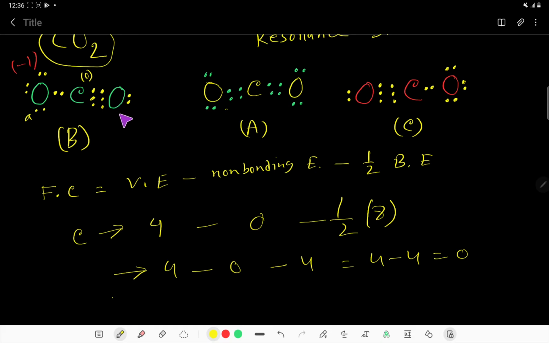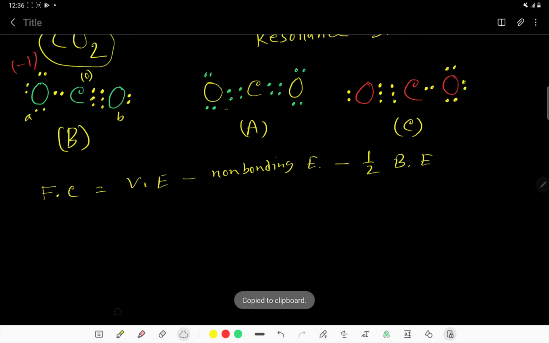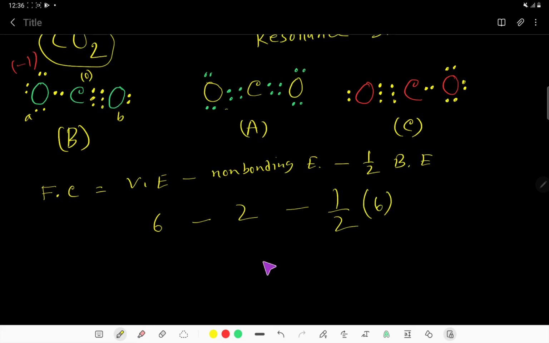Now we'll find out the formal charge for this oxygen. This is oxygen B. So let us delete this. The valence electrons for oxygen is 6 because it is an element of group 6A, minus non-bonding electrons of oxygen is 2 here. Then half of bonding, here 6 bonding electrons, right? 2, 4, 6. So 6 minus 2 minus 3. So 6 minus 5 equal to plus 1. Plus 1, right? The formal charge for this oxygen is plus 1.